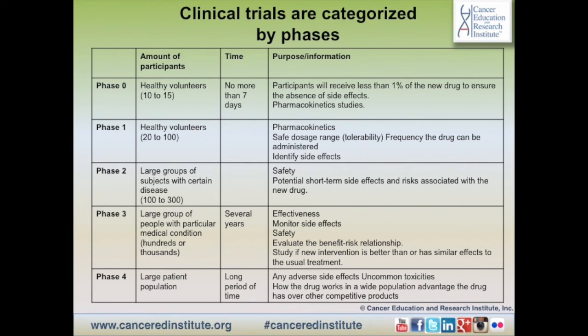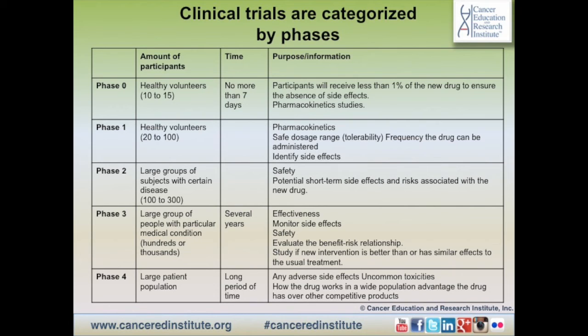In phase 2 studies, it is more about the safety of the drug. It is a phase in which the potential short-term side effects and risks associated with the new drug are being assessed. In the phase 3 clinical trial, it's all about the effectiveness of the drug.